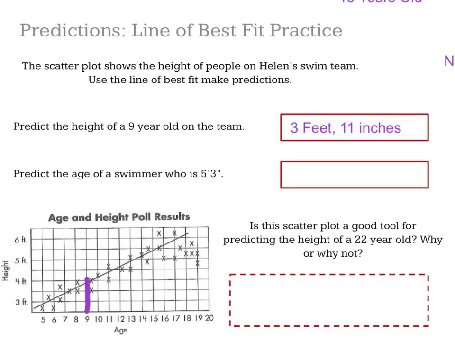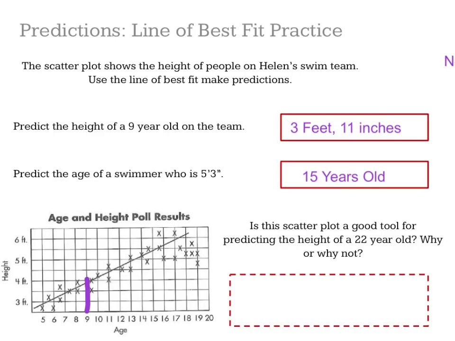Okay, and then it says predict the age of a swimmer who is 5'3". So I'm going to go over to where the height of 5'3" is, and when I look at that, I see that they are about 15 years old, because that's where about they hit on the graph. Again, these are predictions; they're not 100% fact.